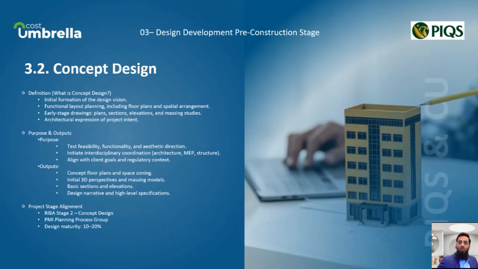The second stage in this phase is concept design. At this stage, architects present early plans, sections, elevations, and simple 3D massing models. These illustrate key design ideas such as layout efficiency, natural lighting access, and building volumes. MEP and structure input also begin, often in coordination with architecture intent. The goal of this phase is not to finalize technical detail, but to ensure the concept is viable, functional, and visually aligned with the client's goal.